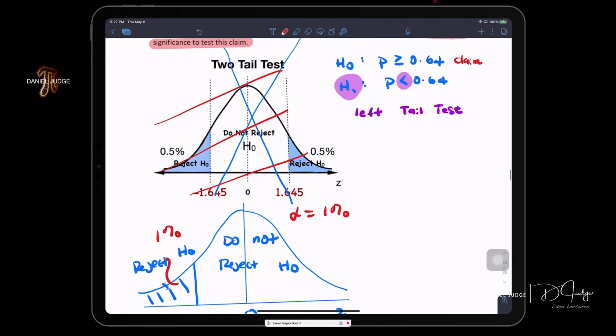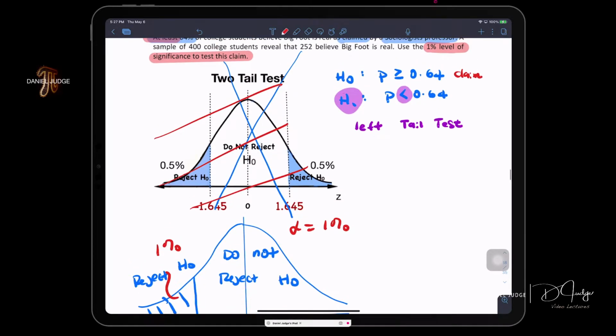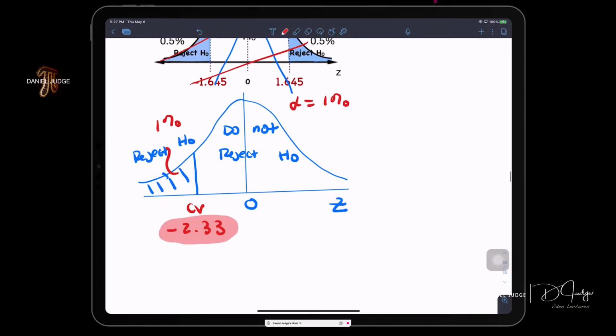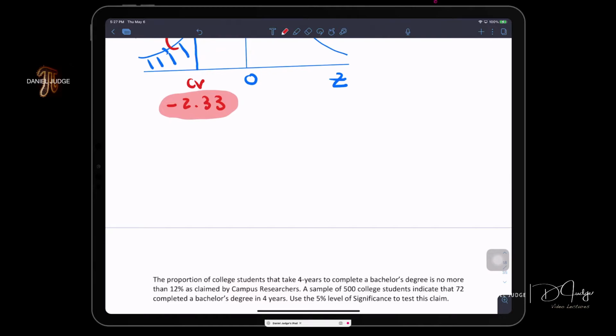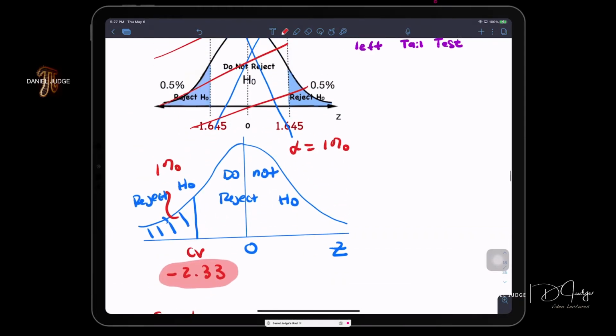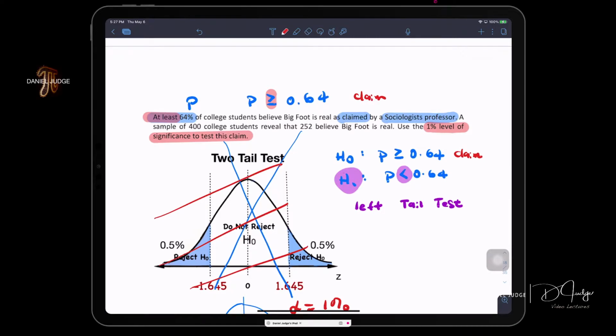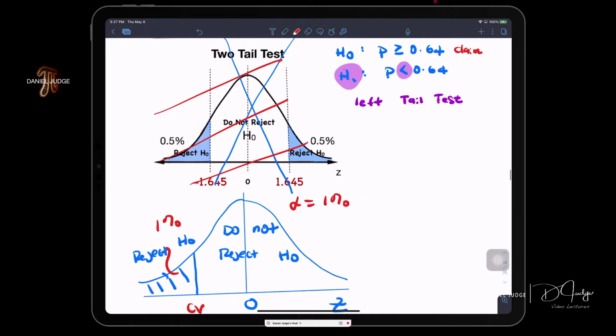But this is the hard part. You set up the hypothesis. You created your decision rule. You now take your sample. And so in the sample, we're just going to read and see what that means. The sample here, let's read. A sample of 400 college students. 400 college students? That's my sample size. Reveal 252 believe in Bigfoot. Those are the successes. That's X.